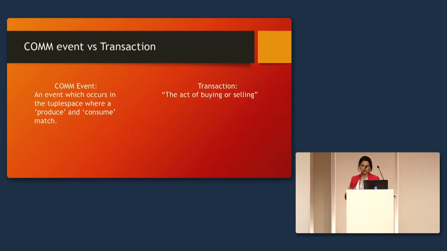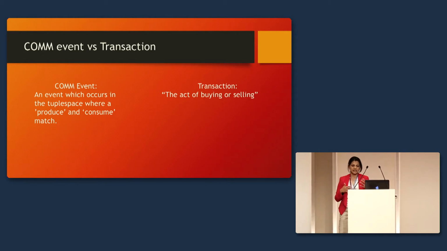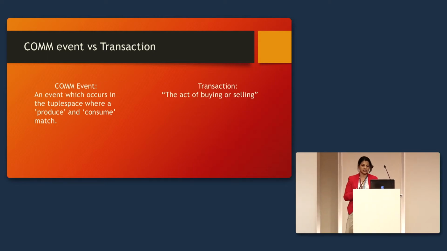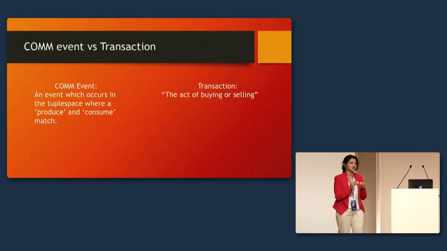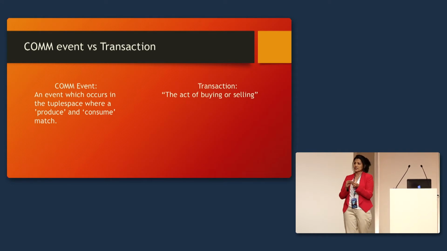So let's talk about a COM event versus a transaction, right? Transactions on blockchains encompass a lot of different criteria, right? Latency from the network, transaction safety, and number of confirmations that are needed. So when we talk about a transaction, we're talking about the act of buying or selling something. And a COM event is something that happens within the tuple space of the node where a produce and a consume join. And what does that mean, right?